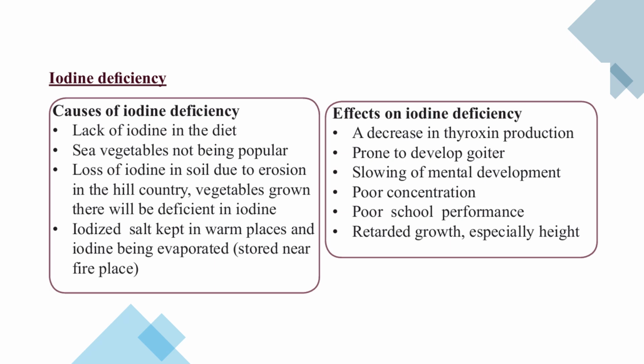Then poor concentration means lack of iodine can affect brain activity, like I said before, making it difficult for people to focus or stay attentive, to have proper attention. And then poor school performance. So with all these factors that we talked about, children with iodine deficiency often struggle with learning and memory. So that can lead to poor school performance. And then stunted growth or retarded growth means iodine deficiency can slow the overall growth of a person, especially in children. So it's important that you consume iodine-rich foods like seafood, dairy, eggs, and iodized salt in order to prevent these issues.